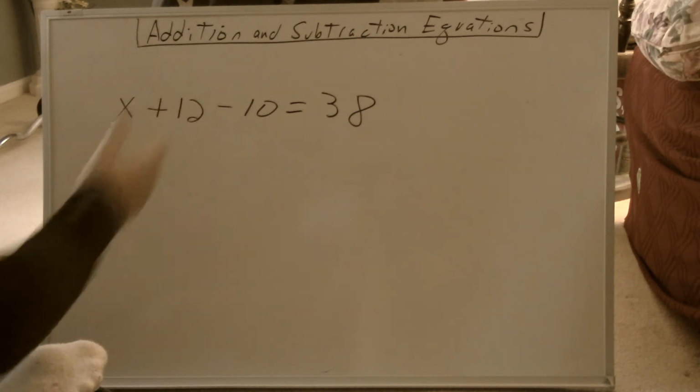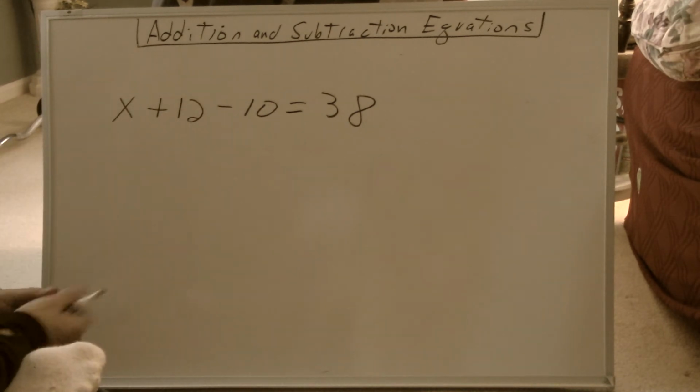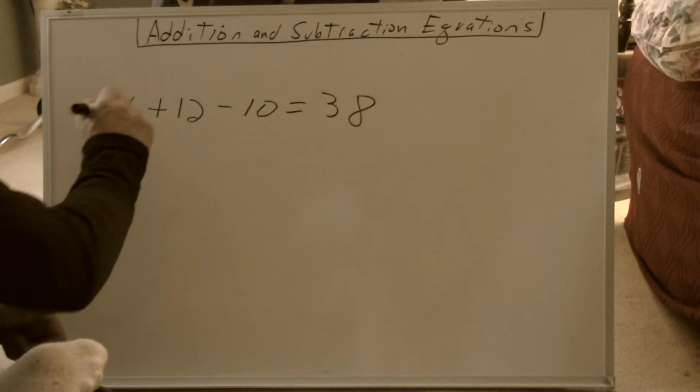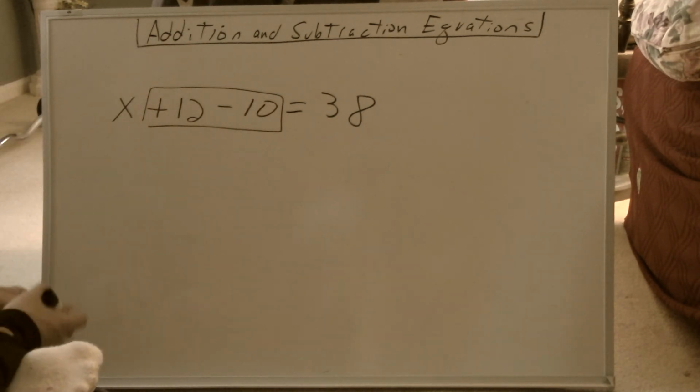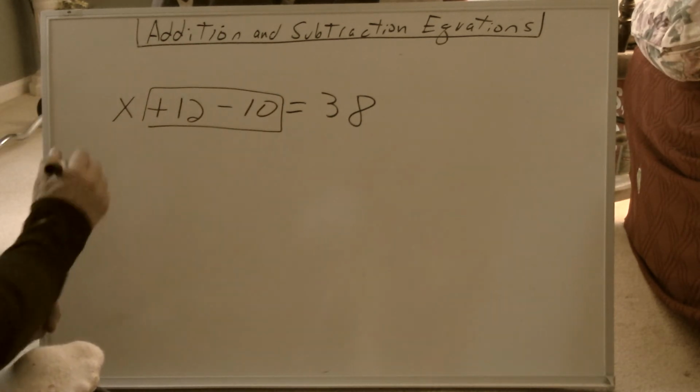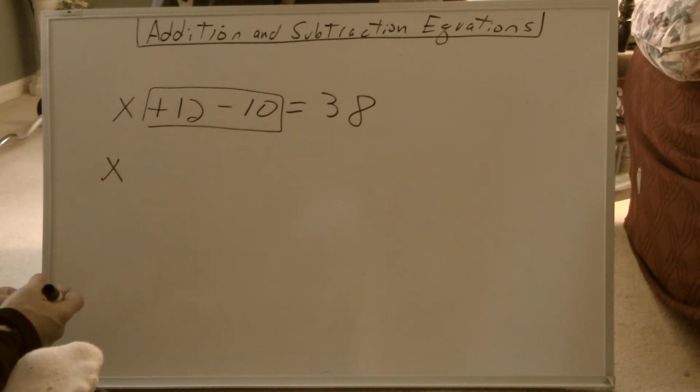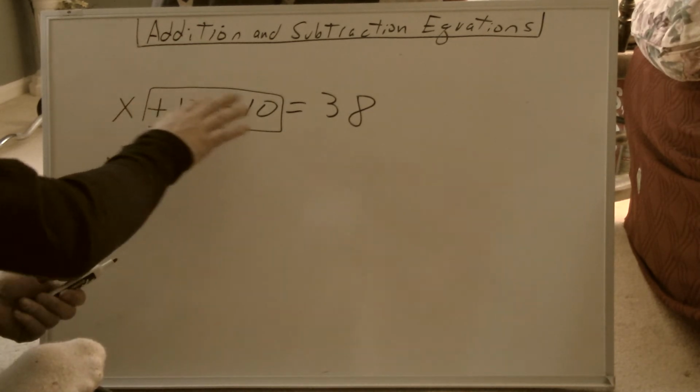We have a 12 and a 10. We can combine them because they're both numbers, and you should combine them. But I want you to notice they're both on the same side of the equal sign. They're both on the left of the equal sign. So in this case, I brought the x down. So in this case, you do not have to change their signs. You do not have to do the inverse operation. So you do positive 12 minus 10.